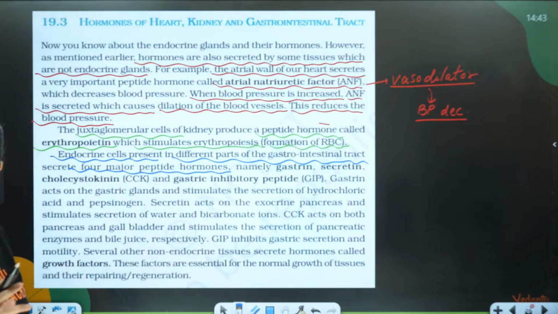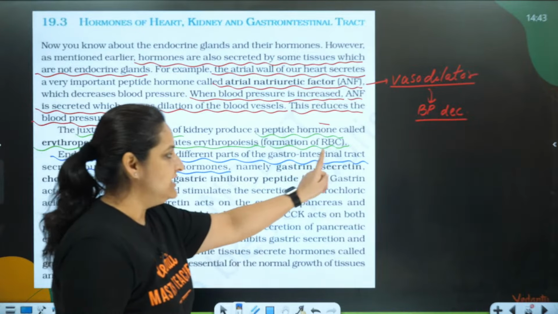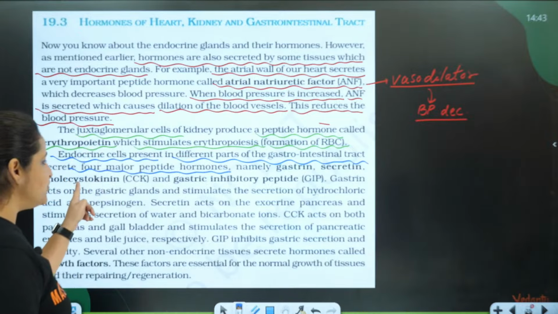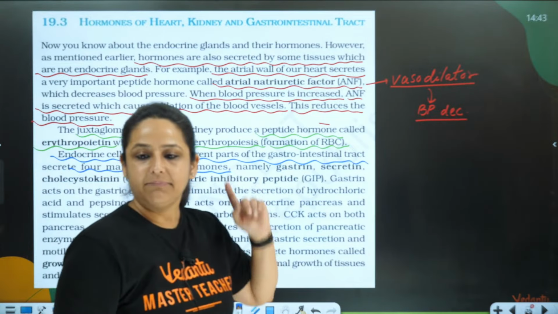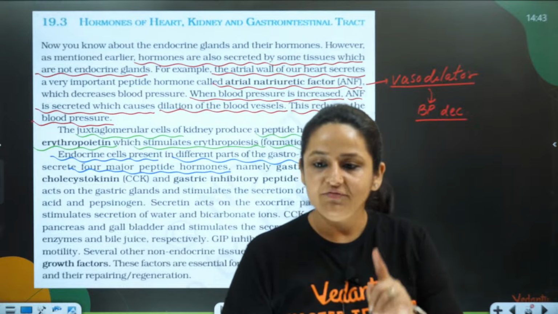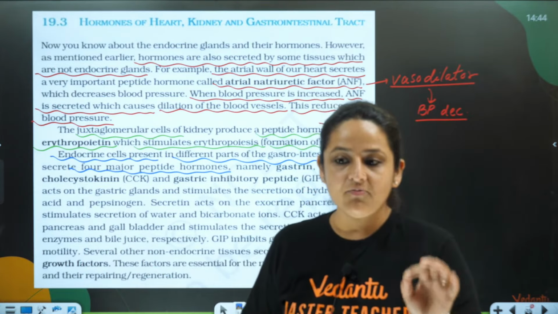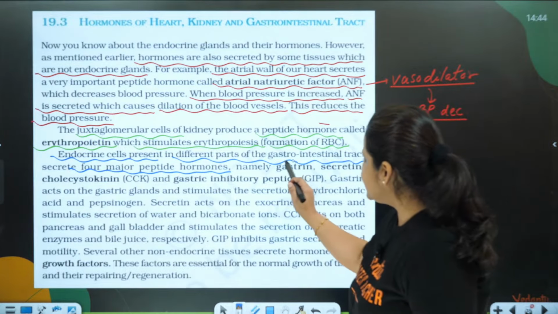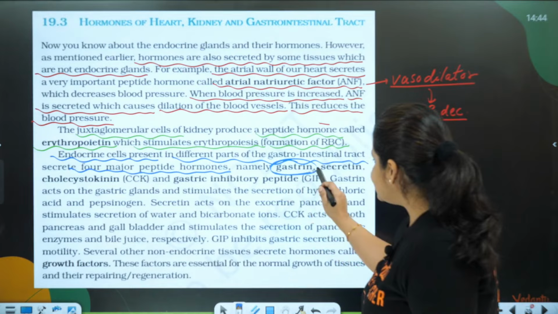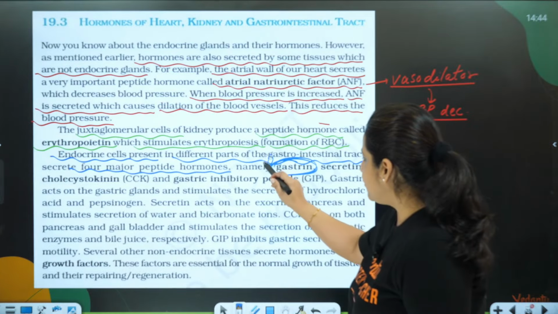What are the names of the 4 major peptide hormones? Gastrin, secretin, cholecystokinin, and gastric inhibitory peptide. I'll mark all of these hormones with different colors so that you know, right? So the first hormone is gastrin. What is gastrin doing? Number 1 hormone is gastrin.